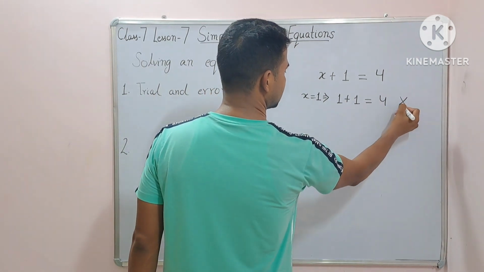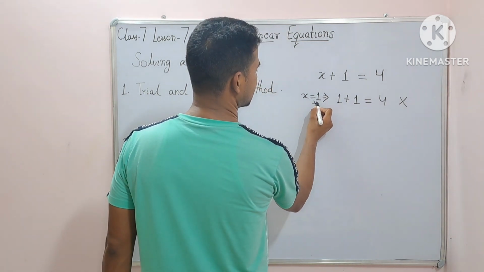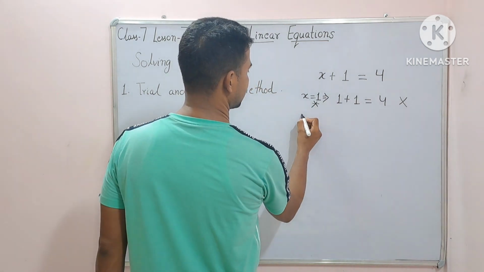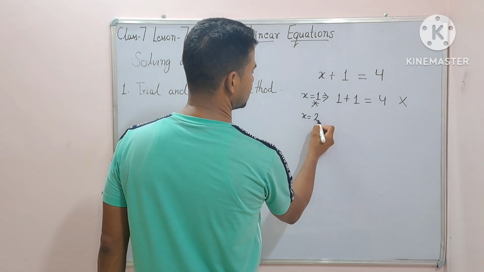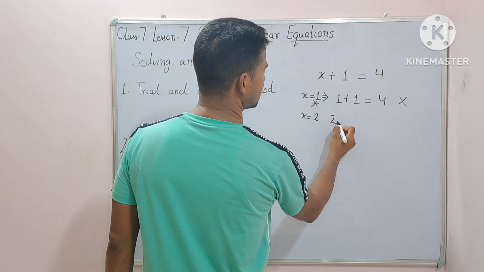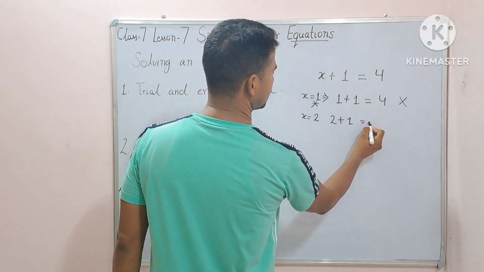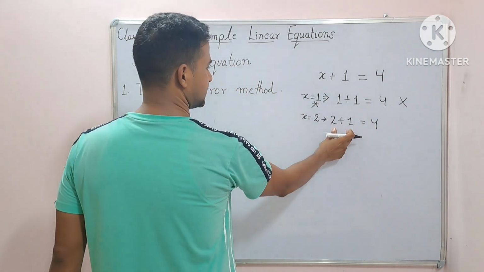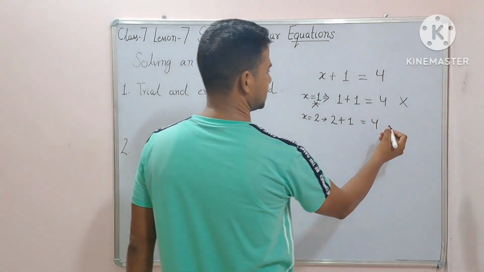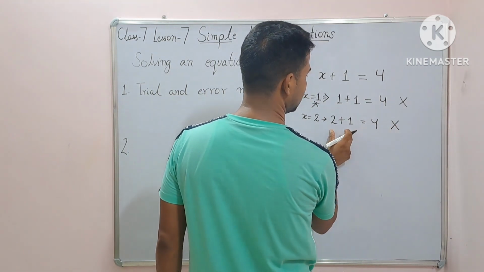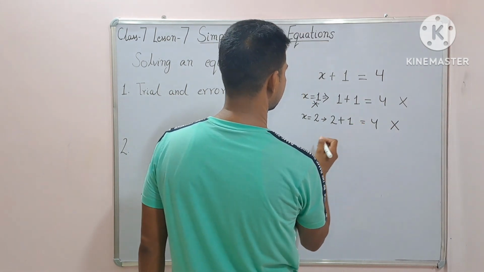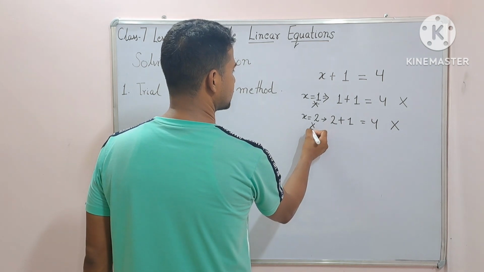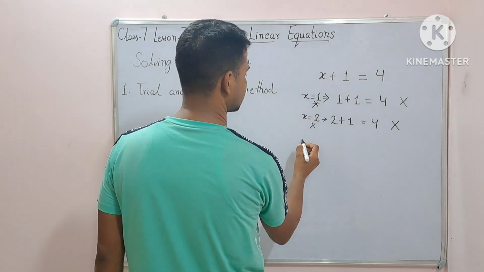This is not correct. Therefore, this is not the solution of this equation. x is equal to 2. Try this. 2 plus 1 is equal to 4. This is 3. This is 4. This is also not correct. 3 is not equal to 4. Therefore, x is not equal to 2 for this equation.